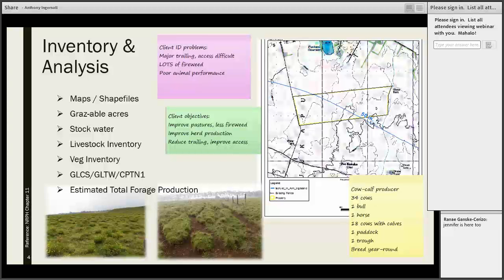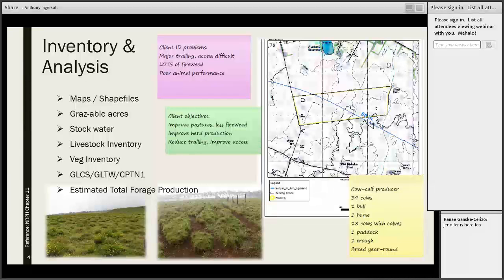After talking story with him, he determined that he wants to improve his pastures and have less fireweed. He'd like to see his production be more like it was in his grandpa's day when he had the ranch. And he'd really like to do something about the trails because it's gotten so bad that he can't even access the back of his property with a truck. So it makes certain things really challenging from a management standpoint. He looks at a map with you and identifies his property, and he gives you a current herd inventory.